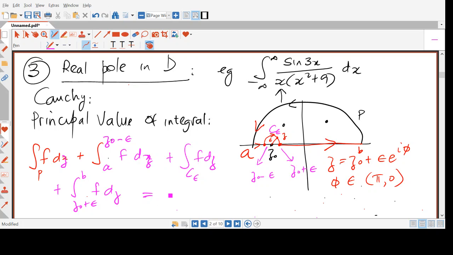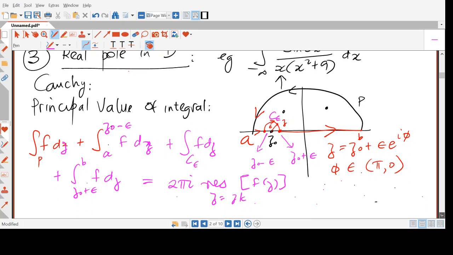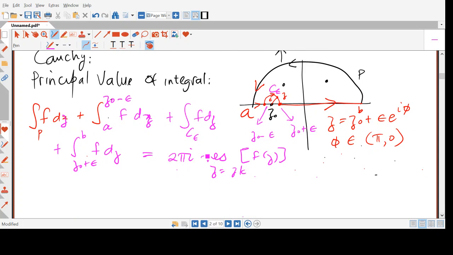And this here, by the residue theorem, should be 2 pi I times the sum of the residues of f of z at z equals zk. It doesn't matter how many you have. You can have as many as you want. Right? Okay, let's put the sum there. That's how it works.